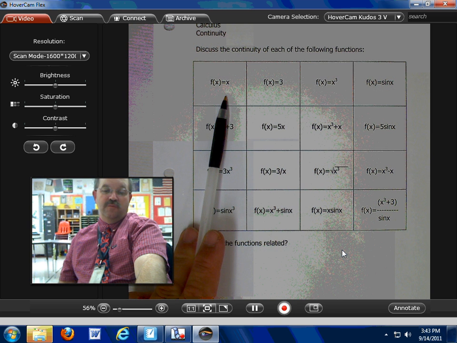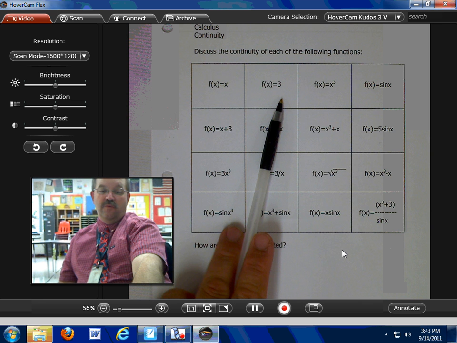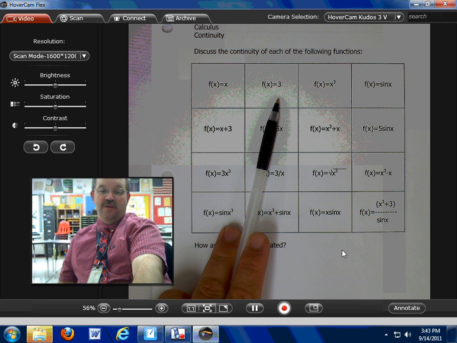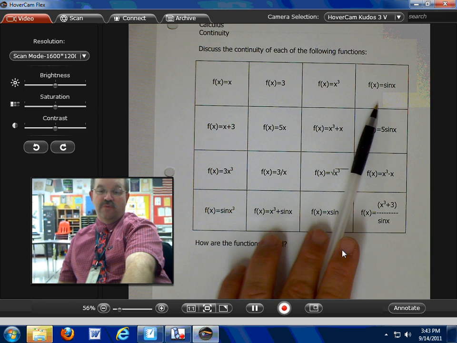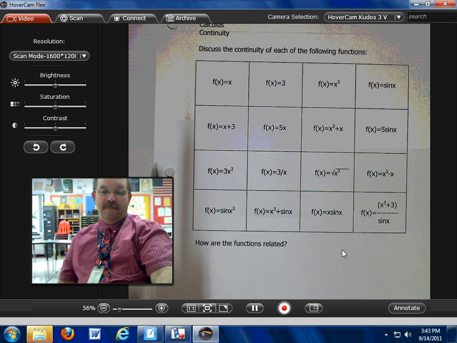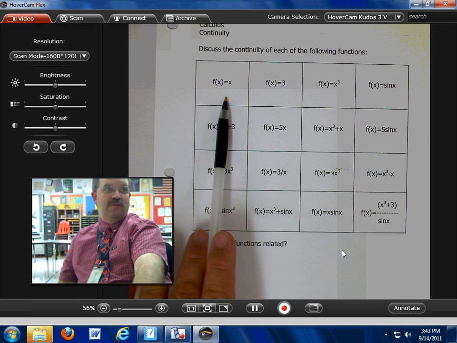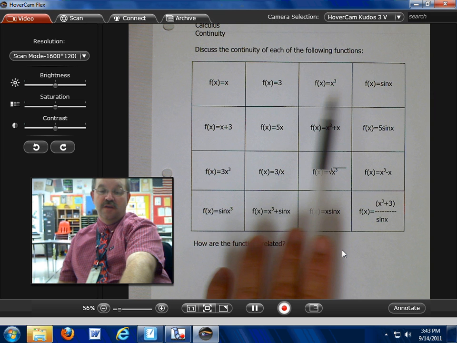Why, sure. Y equals x, continuous. It's 3, sure. X cubed, sine, those are all delightfully continuous functions, right? Okay, so let's start there. The top row, those are continuous functions.